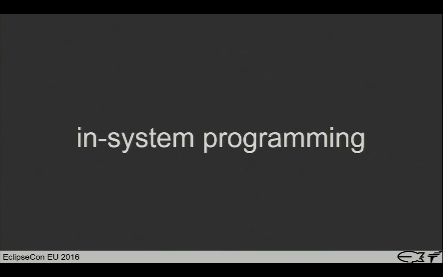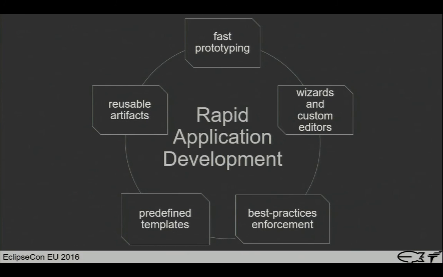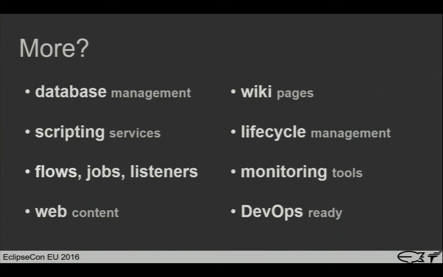Now, Eclipse Dirigible believes that in-system programming model is the path, and it provides you the shortest development turnaround time for you to get on with the tasks at hand. Dirigible also leverages rapid application development by providing you with fast prototyping, giving you custom wizards and editors, enforcing best practices, and providing you with predefined templates and reusable artifacts.